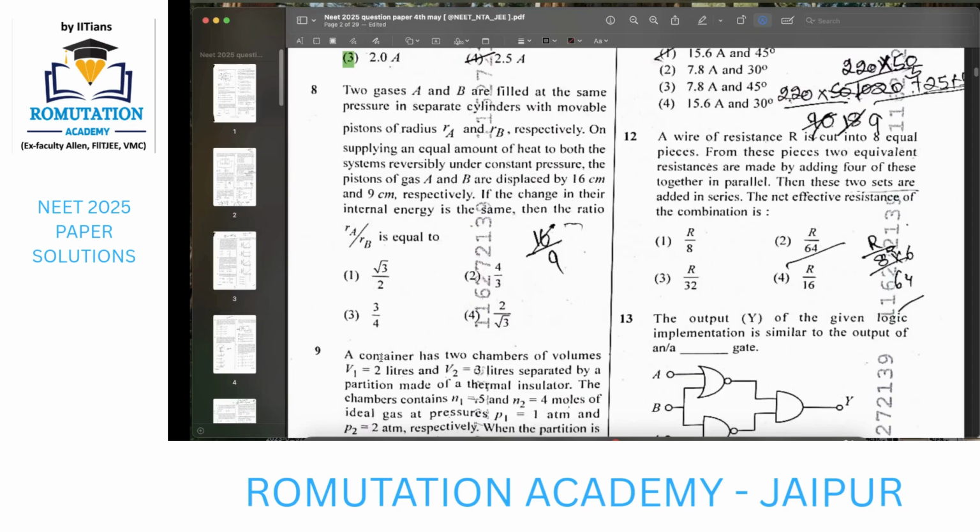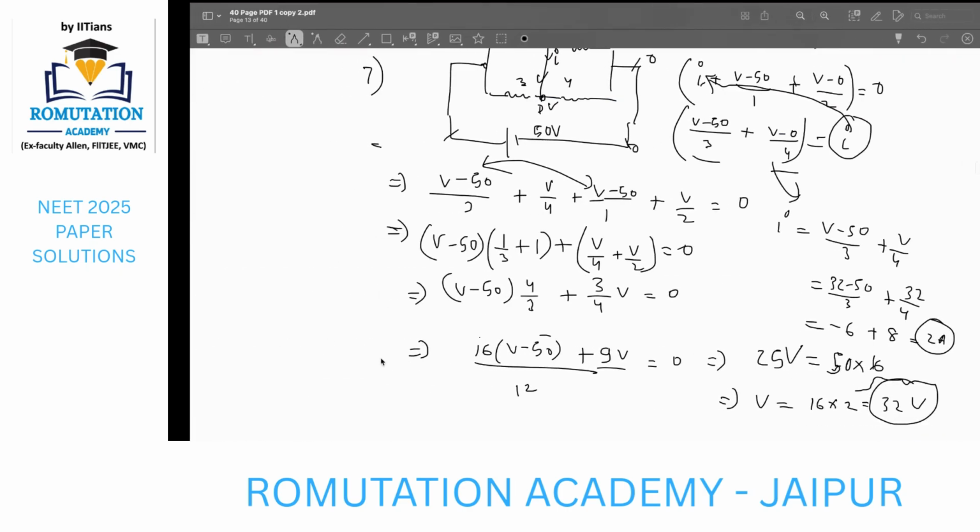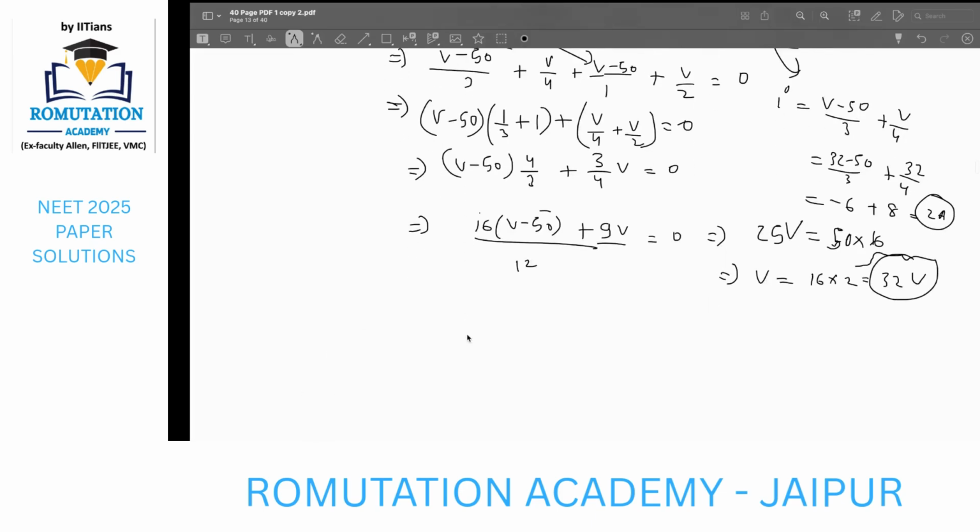Okay. So it's like an isobaric process, because under constant pressure is what everything we are doing here, and they are completely different cylinders, and gases may be different, right? At the same pressure were initially filled in separate cylinders. Okay, on supplying equal amount of heat, if the change in their internal energy is the same, then the ratio of RA by RB will be. Okay, let's try to see the situation here. Let me just keep the question available so that we can use the facts here also.